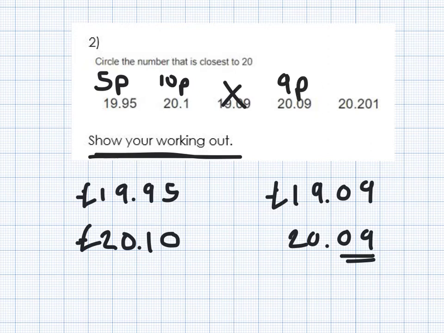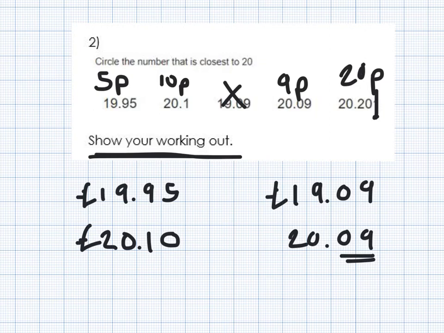Now the last one obviously has got that extra decimal point on the end. But for now, if we just ignore that, then we've got £20 and 20 pence. That's obviously 20p away from £20. So straight away we've got our answer.